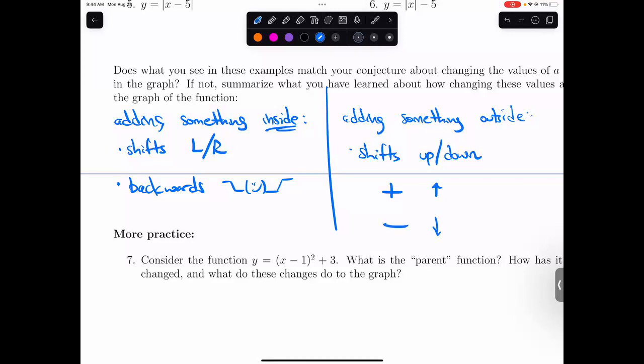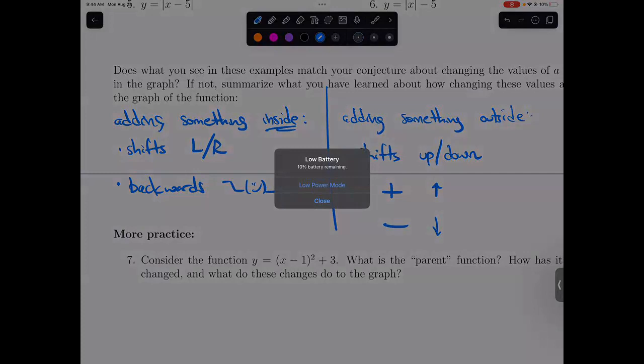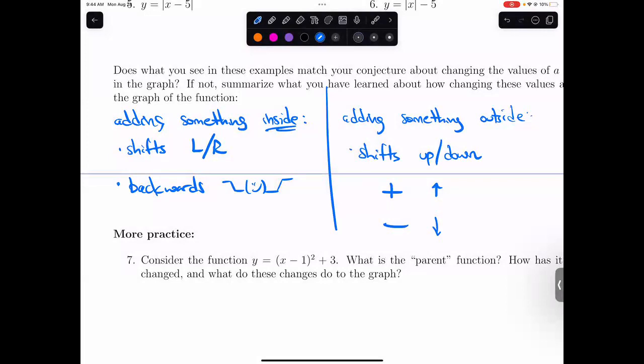Think of this as you're making changes to the x value, you're making changes to the input. That's why it affects things left and right. And then for deeper reasons, why it moves backwards also. But adding something to the outside, being outside of the parentheses just means whatever the function is going to do, it does, right? The square root, whatever, it does that. And then you add 5 to it, right? So you take whatever that y value would have been, you make it 5 bigger. Well, okay, that's going to make it sit up higher, right? That's why it does what it does.